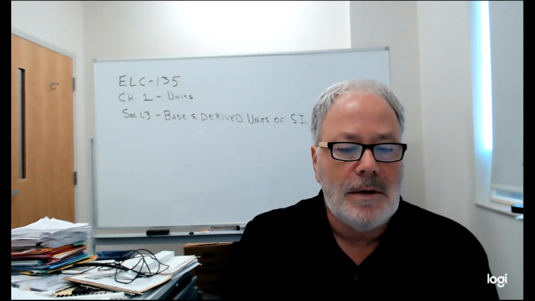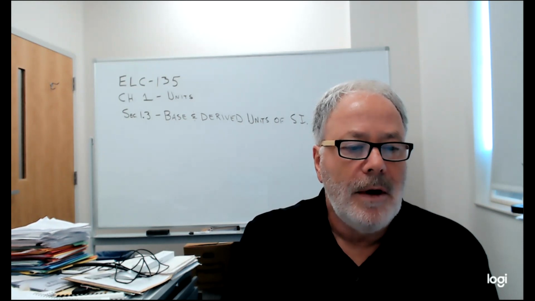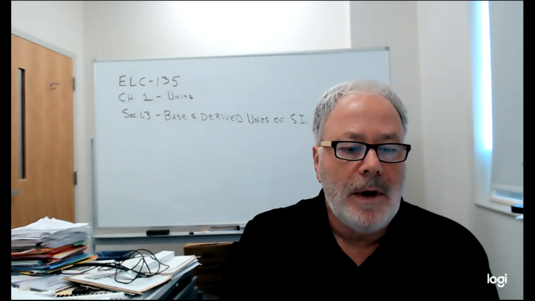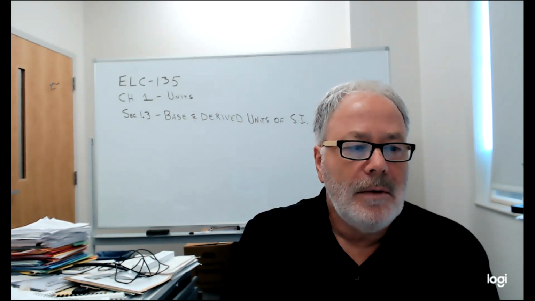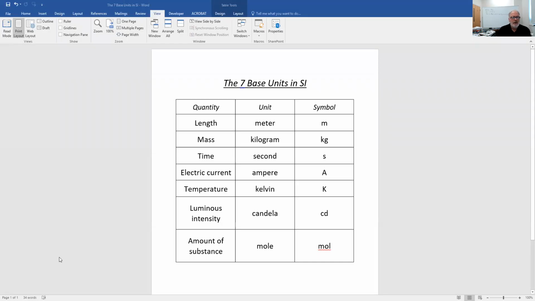The units that we're talking about here, let me bring this up so you can actually see it. Where are they? Right here we go. So these 7 base units are given here. There's the quantity, the unit, the symbol, and for SI for length we use the meter. For mass we use kilogram. For time, second. For electric current is ampere. Temperature is Kelvin. Luminous intensity is the candela, and the amount of substance is called the mole.